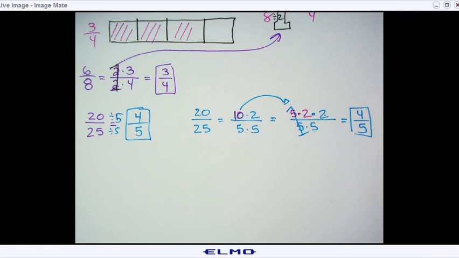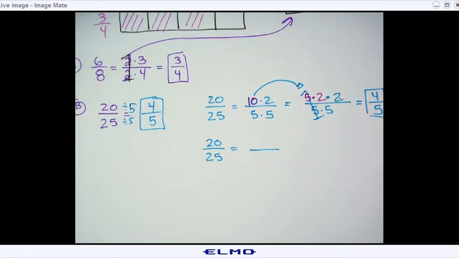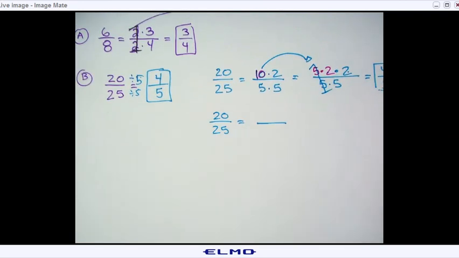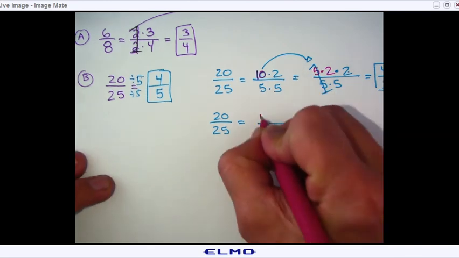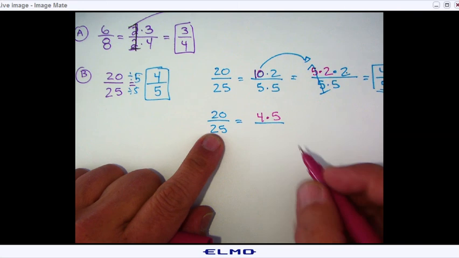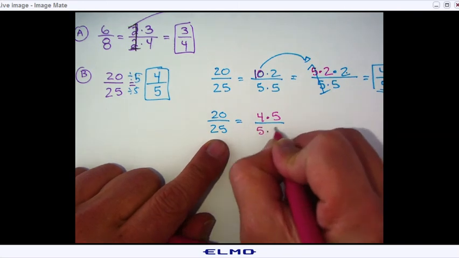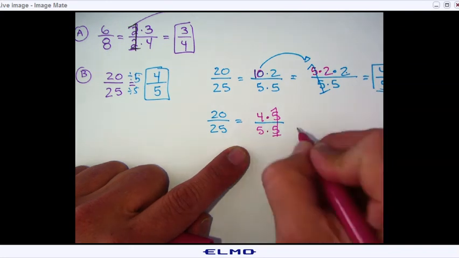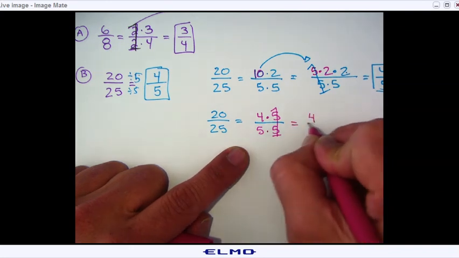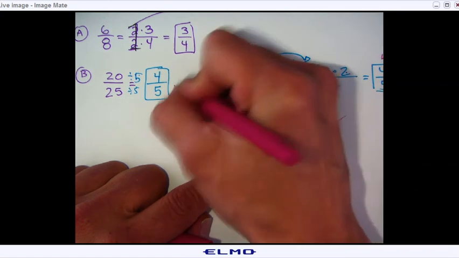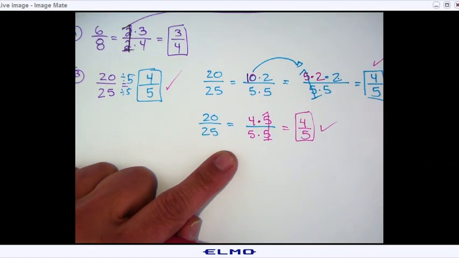Now, is there another way? Yeah, there's another way. So now the other way is, okay, let's say someone used 4 times 5. All right, 4 times 5. And then 25 is 5 times 5. Oh, there's my giant 1 right there. So what's my answer? 4 over 5. You get the same answer. 4/5. It doesn't matter.